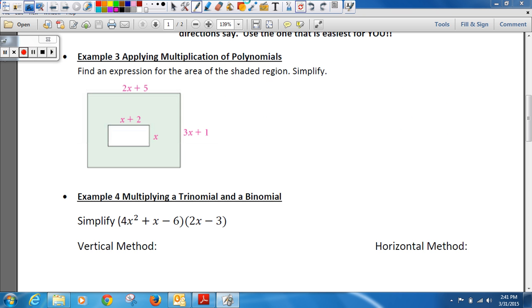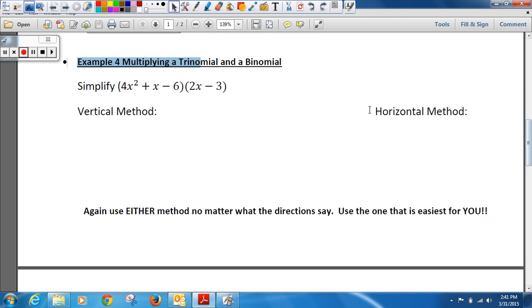Example number 4 then is multiplying a trinomial and a binomial. So a trinomial has 3 terms where a binomial only has 2. So there is a vertical method and a horizontal method, and I will show you both. The vertical method, the thing you need to realize is that you put the one with the most terms on top. So in this case, you would always put the trinomial on top. So I'm going to write that on top. So we have 4x squared plus x minus 6. And we're taking that times 2x minus 3.